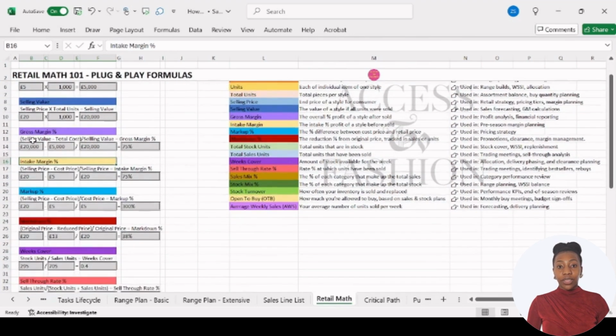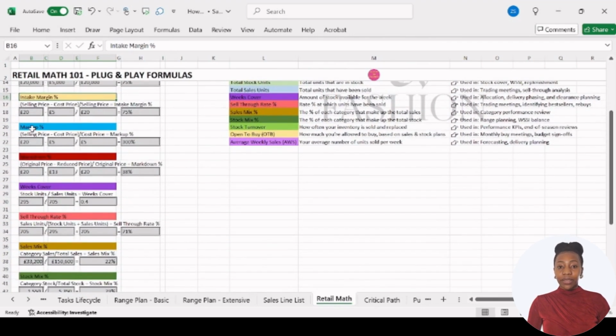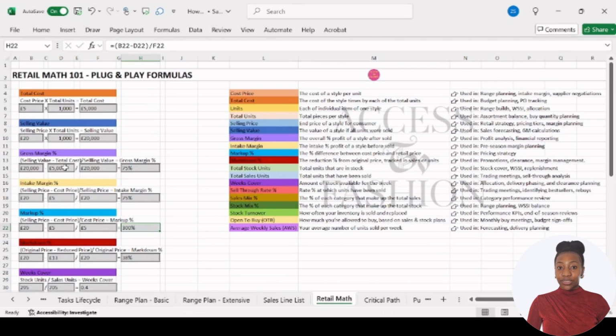So now, as we go further along, you have your markup percentage. Your markup percentage is another way of measuring the difference between your cost and your selling price, basically your profit. And so the way you'd calculate that is you would say your selling price minus your cost price divided by your cost price as a percentage. So you can see here we filled in according to the tops data, which is £20 and £5 for selling price and cost price. And that gives us a markup of 300%. So that's really good.